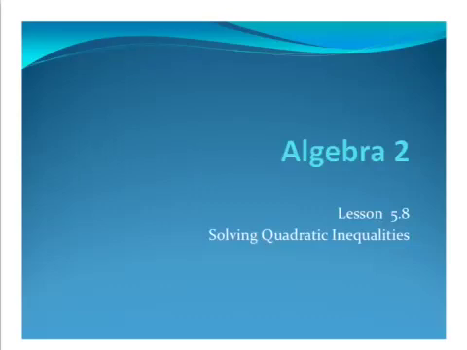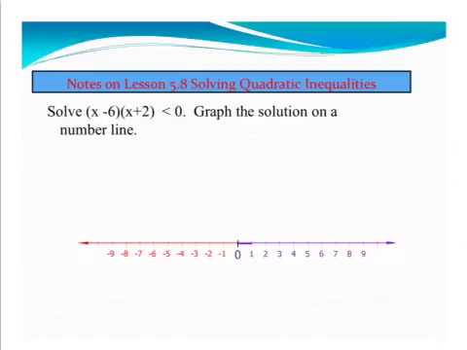Alright, this is Algebra 2, Lesson 5.8. We're going to be solving quadratic inequalities in a couple different ways. So the first one will be on a number line. Now, there might be times where you see this portion here factored. It might be in the standard quadratic form. So in this case, it's already factored for us. Otherwise, we'd have to factor or solve it in some way.